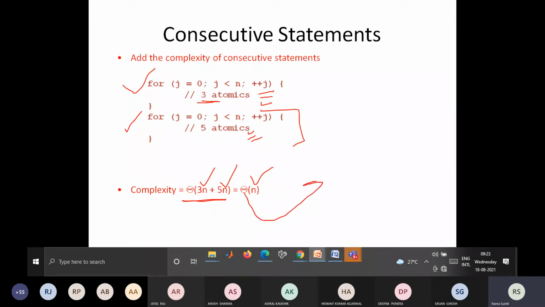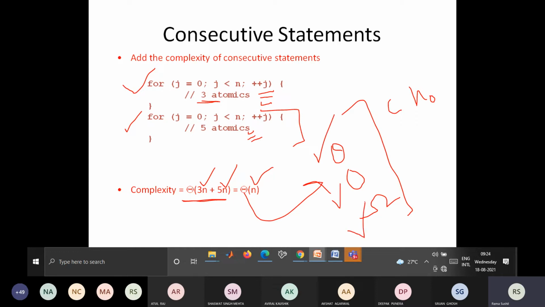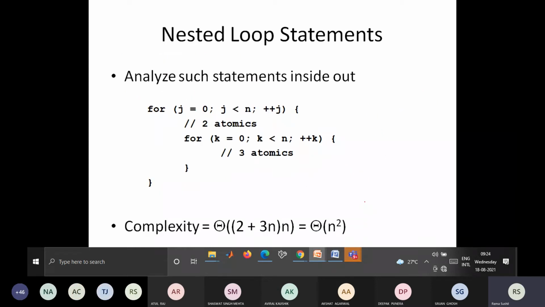Now here I would like to mention that theta is used directly, no problem. If it is not asked in which asymptotic notation you have to present, you can use either big O, theta or omega. Okay, and directly without mentioning the constant, no problem, because some constant and some n0 will come out, with the help of which you will be able to establish this theta, big O and omega. Okay. So now nested loops: how to proceed to find the complexity for nested loops.